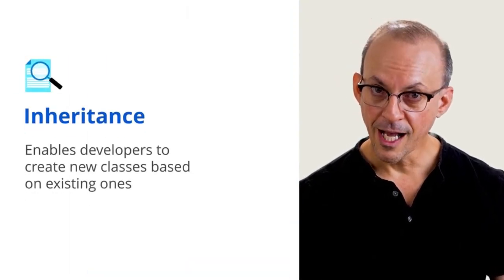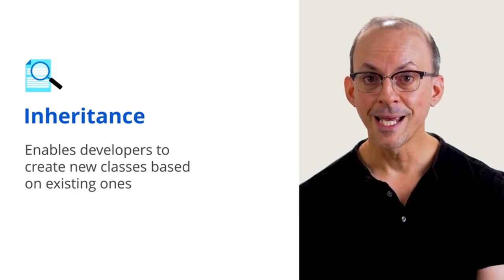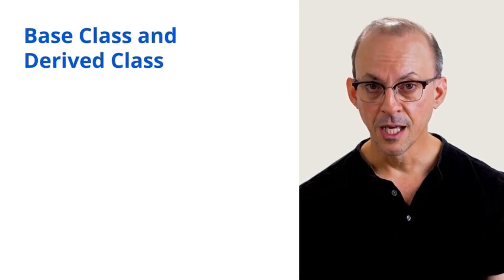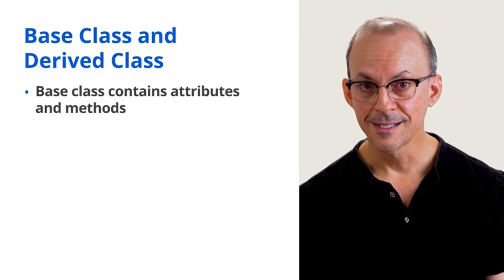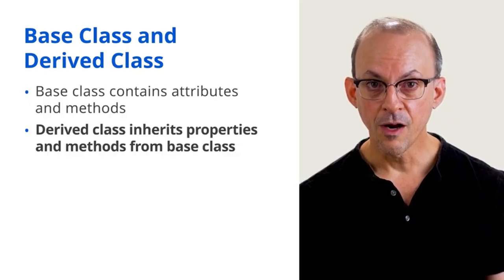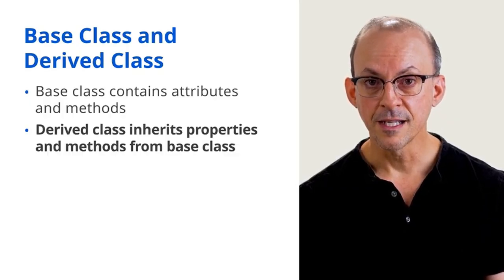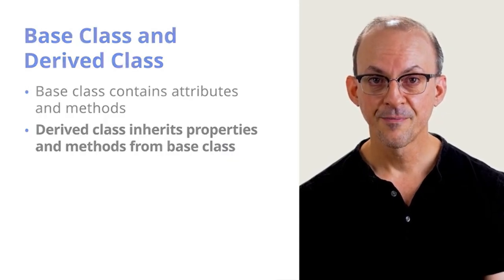Inheritance is a fundamental concept in object-oriented programming that enables developers to create new classes based on existing ones. Similar to an inheritance in biology, code inheritance enables classes to inherit features from other classes. It allows a new class, known as a derived class, to inherit attributes and methods from the existing class. This is called the superclass or base class.